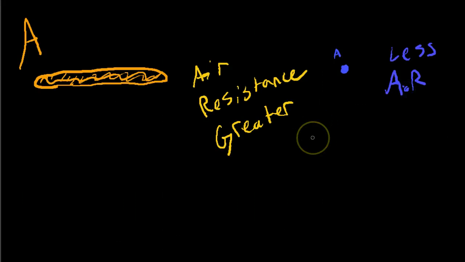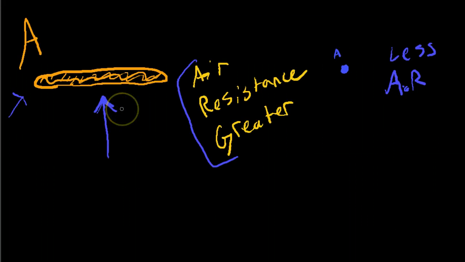So intuitively, what do you think is going to happen? This object is going to reach its terminal velocity much faster. Since the air resistance is so much larger, the force opposing it by the air is going to get larger and larger, faster and faster, because it has a larger area. So that's just how that works.